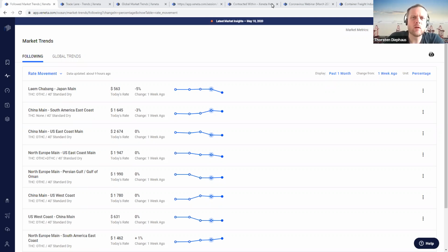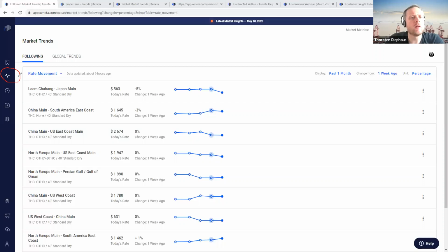So with this view, it's far easier for you to identify where you should focus on, where you may see some interruptions soon, as you can see all your major trade lanes in one view. This is the new market trends view.